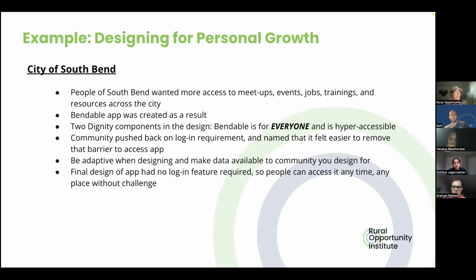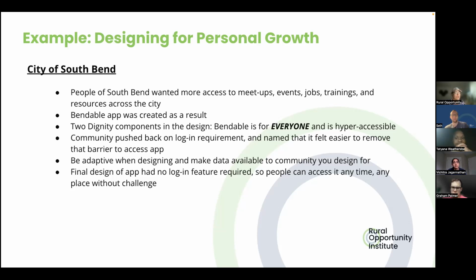Another example that stuck out with me was designing for personal growth. The city of South Bend wanted more access to meetups, events, jobs, trainings, resources, and really didn't have a way to put all that stuff in one place to find it accessibly and easily. And so as a result of this, the city of South Bend partnered with IDEO to create the Bendable app. There are 2 dignity components to this design. Bendable is for everyone and it is hyper accessible.